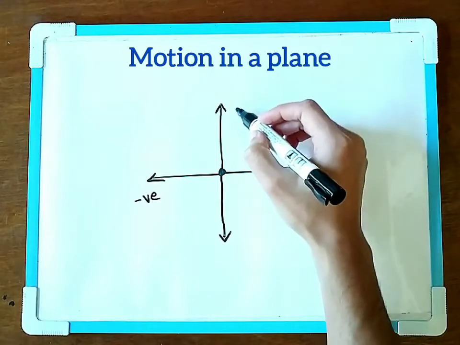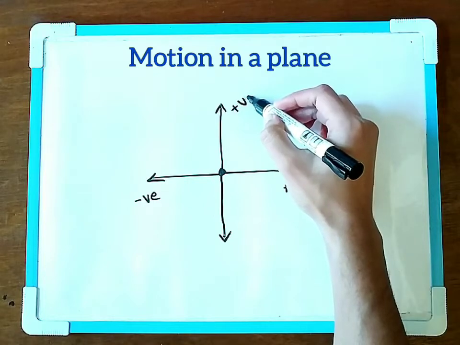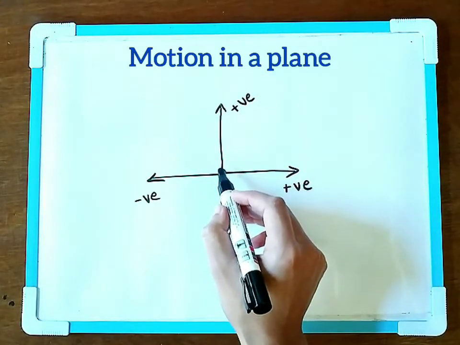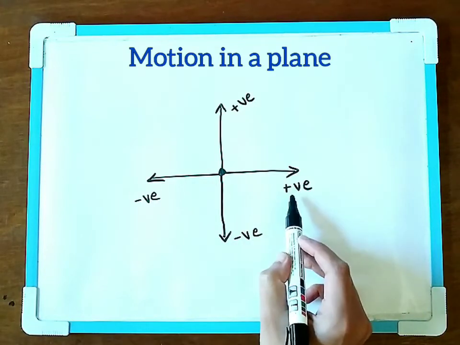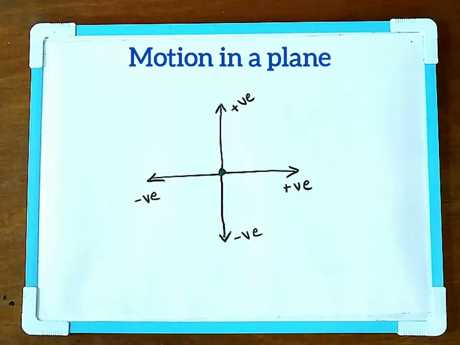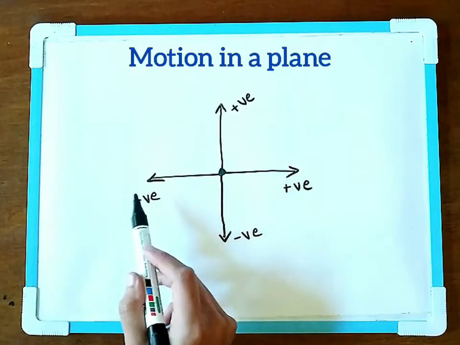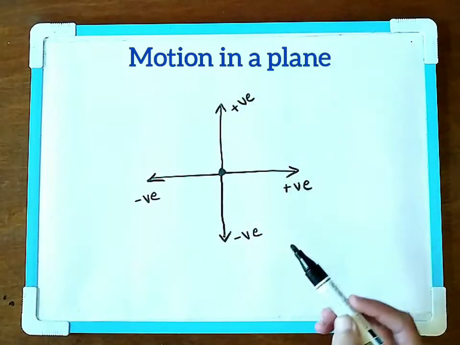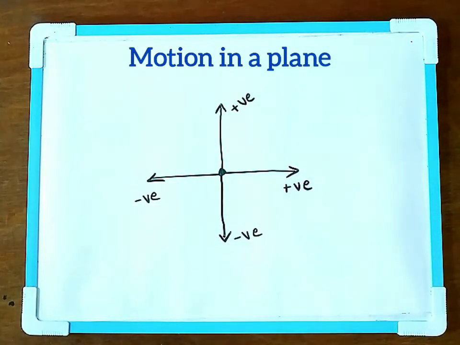If it moves up, we indicate it by the positive sign, and if it goes down, we indicate it by the negative sign. So these signs, positive and negative, give an account of the direction of the motion of the object. As in this case, it's moving in a straight line, either to the right or to the left, or up or down, or you can say along the x-axis or the y-axis, we use positive and negative signs to indicate the direction.